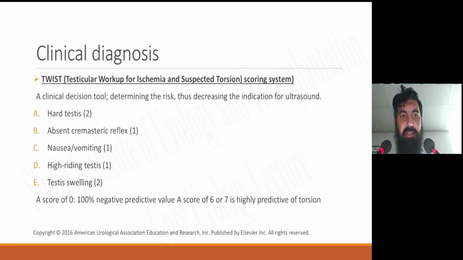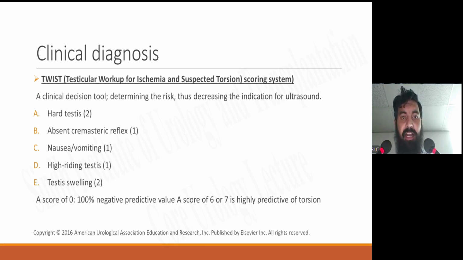There is a scoring system for testicular workup for ischemia and suspected torsion, a clinical decision tool determining the risk, thus decreasing the indication for ultrasound. If you are working in an area in which ultrasound is not available, then you can use the scoring system.